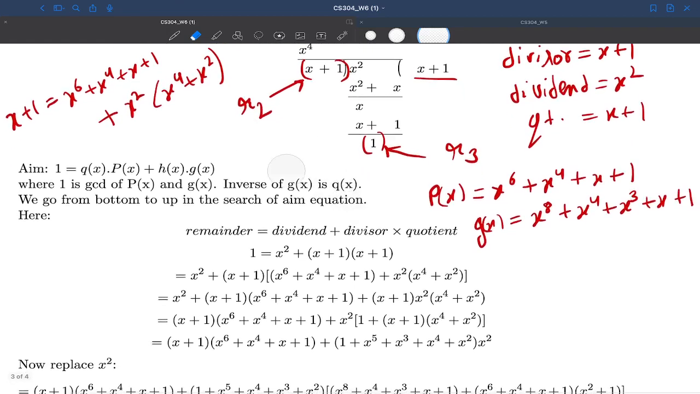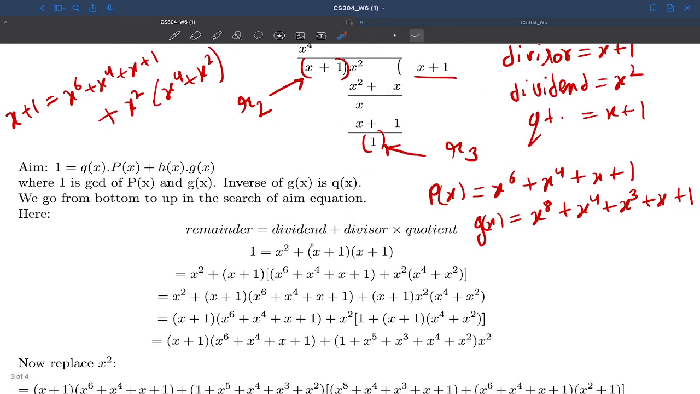Now here I am observing that in my equation I am having x plus 1. So I can substitute x plus 1 with this thing, right? So this is what I did. I have x square plus x plus 1. So I have substituted x plus 1 with this term, x6 plus x4 plus x plus 1 plus x square times this.